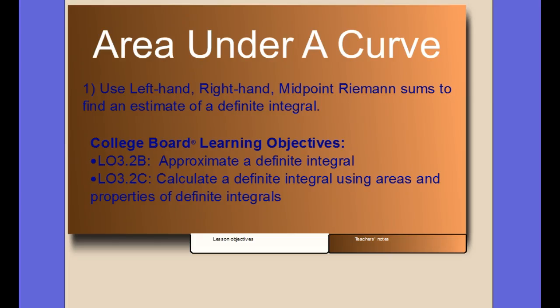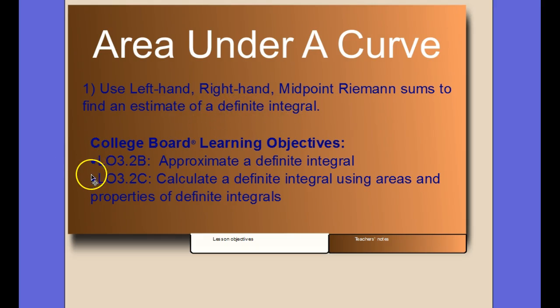In Unit 4, we begin our study of integration. And in our first lesson, Lesson 4.1, we're going to consider the problem of area under a curve. To solve this problem, we're going to use left-hand, right-hand, and midpoint Riemann sums to help us find an estimate for a definite integral.